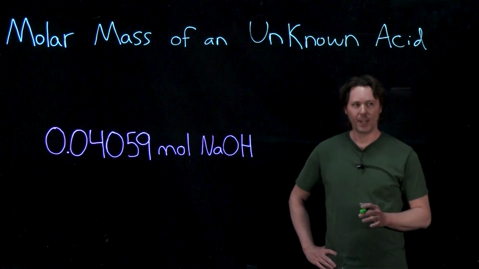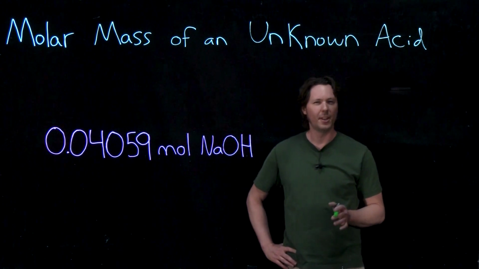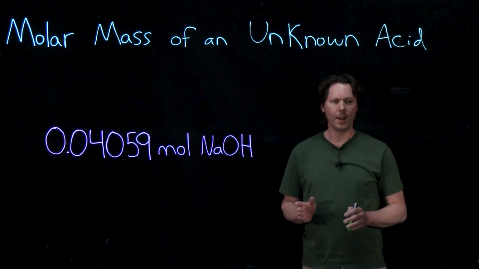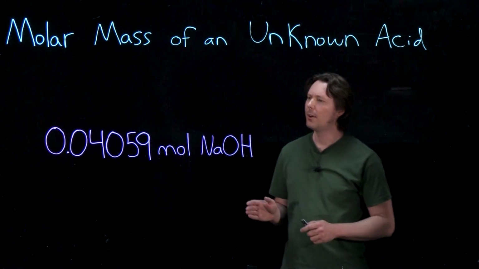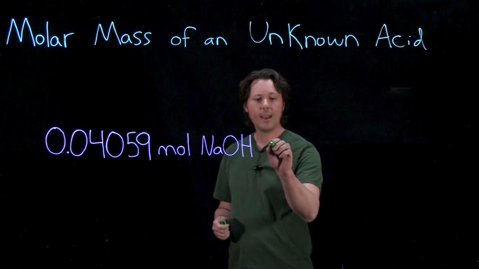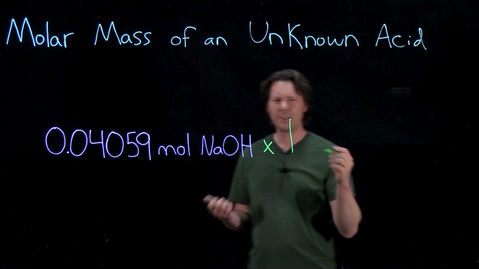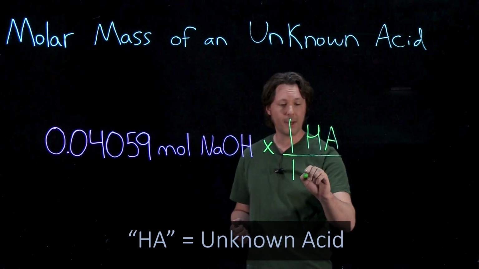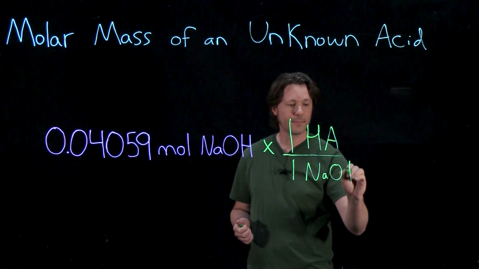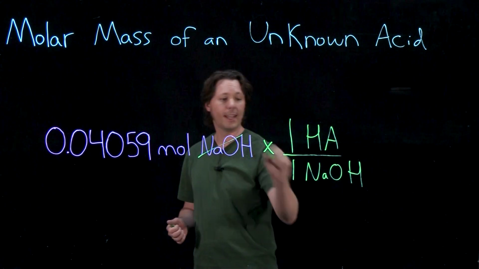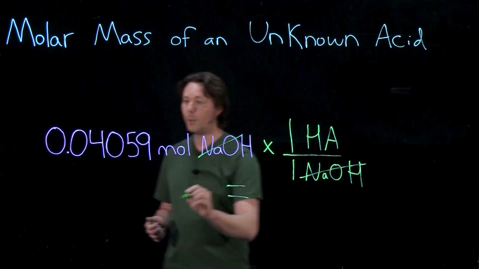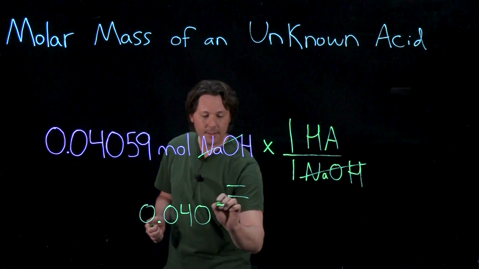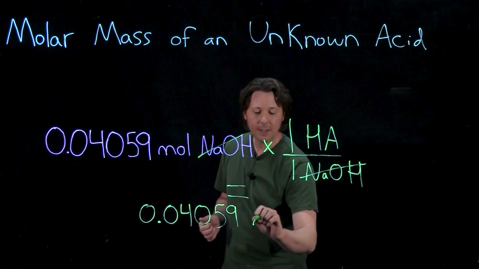Now we must use the reaction stoichiometry to convert these moles of sodium hydroxide into moles of unknown acid. Again, since we don't know what ratio these two actually react in, we're going to assume it's 1-to-1. Applying this stoichiometry, 0.04059 moles of sodium hydroxide times the ratio of 1 mole of unknown acid, which I'm just going to abbreviate here as HA, over 1 mole of sodium hydroxide. Sodium hydroxide cancels, and we have 0.04059 moles of unknown acid.